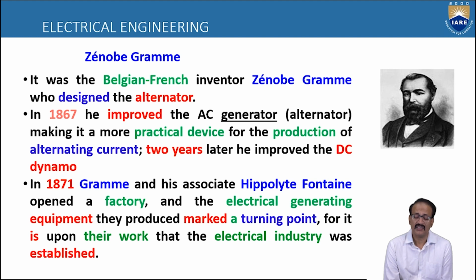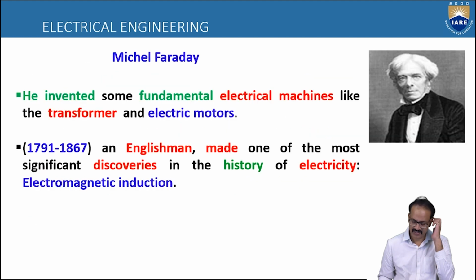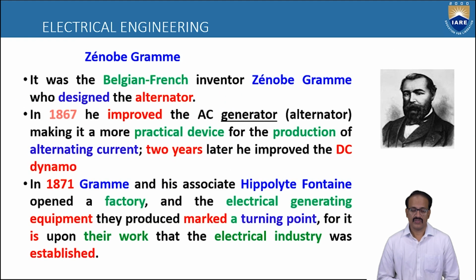So the next person is Gramme. So again, Faraday is able to produce the power. So this Gramme in 1869 improved the AC generator, making a more practical device for the production of alternating currents. Again, 2 years later, he improved the DC dynamo. So this is how the evolution went.